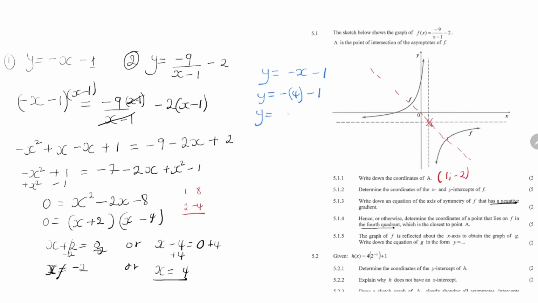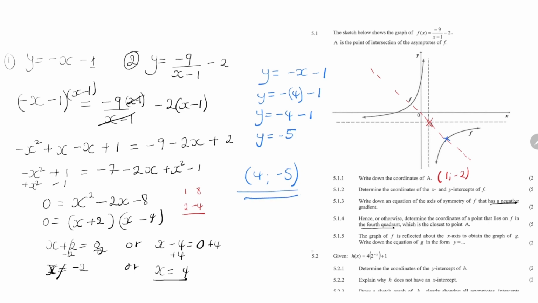So let us substitute that with a 4, and we have a minus 1 here. And y will be equal to a negative 4 minus 1. That is a negative 5. So that means our coordinate is 4 comma negative 5. So that is the coordinate of the point that lies on F and in the fourth quadrant, which is the closest to the point A. So that is how we do it, ladies and gentlemen.